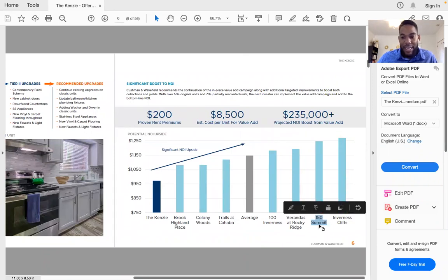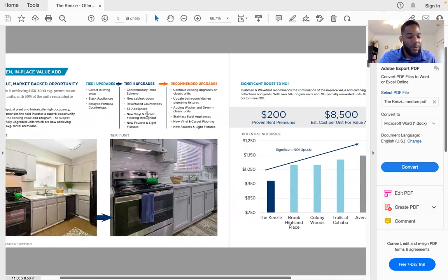If we were to take this A-class property and pick it up and put it, let's say, in a D-class area, it doesn't matter how nice that property looks, guys. Sorry to tell you, we ain't hitting the rents, okay? So location is really important. As operators, we could do a ton of value add to a property, but if that property is not in a good location, you're going to be in some trouble.